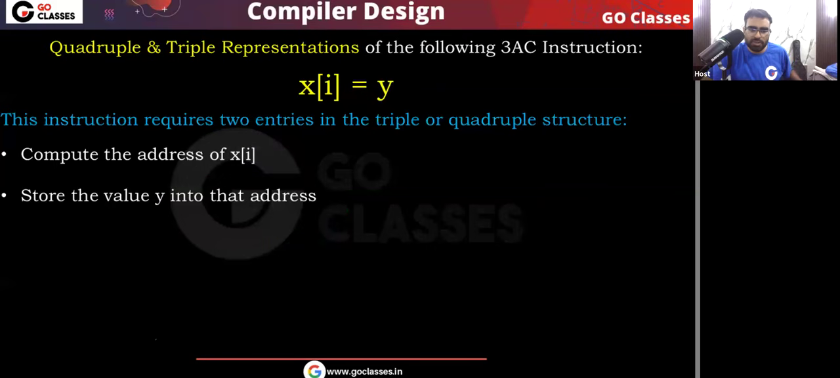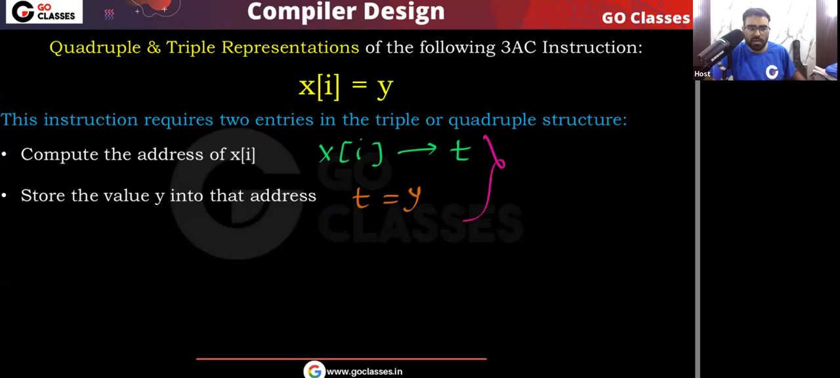Okay, is this clear? So now let me write it here that the first entry will be like this: first we will calculate the address, the location, because at the location x plus i, at that location we want to store this value of y. So remember what we are going to do. First, this x[i], this location, we are going to find, and we will store it in some temporary variable t. Then in this t we will store the value y. So that's it. I hope you understood this point.